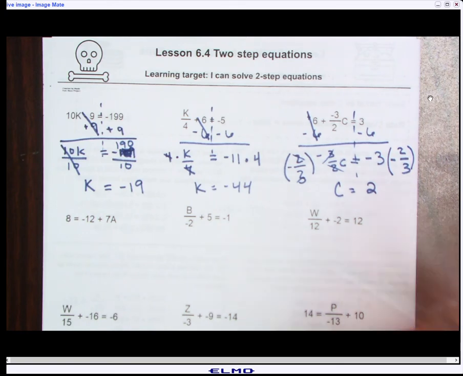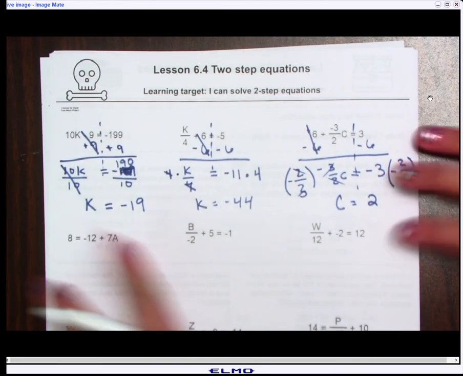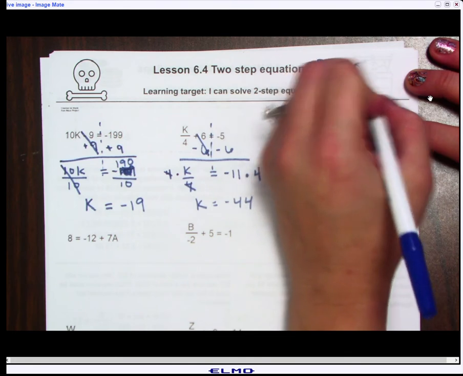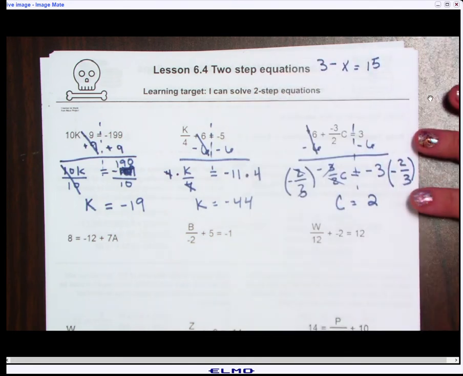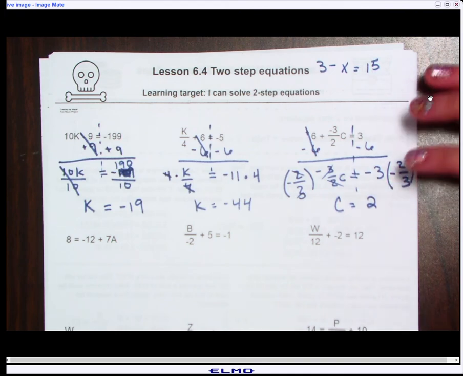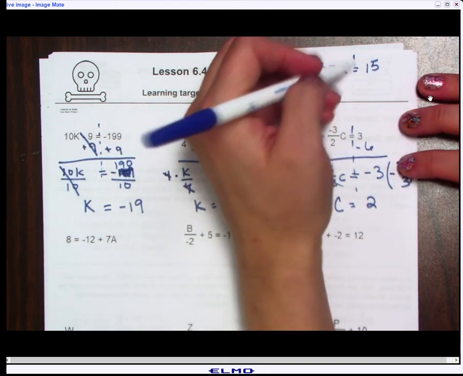There's one more type of problem that's not on this worksheet that I want to bring up before we talk about the rest of these guys. And that would be a problem like this: 3 minus x equals 15. You might be thinking, I don't know why, this looks pretty easy. And it's not that it's difficult. It's just an easy place to make a mistake.